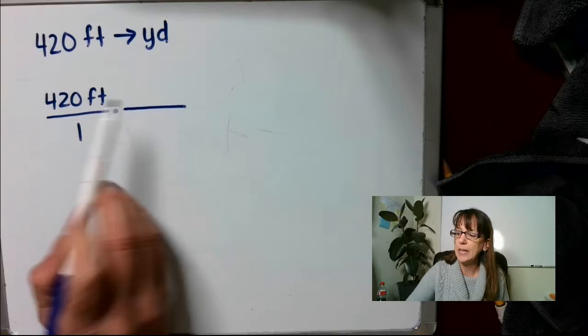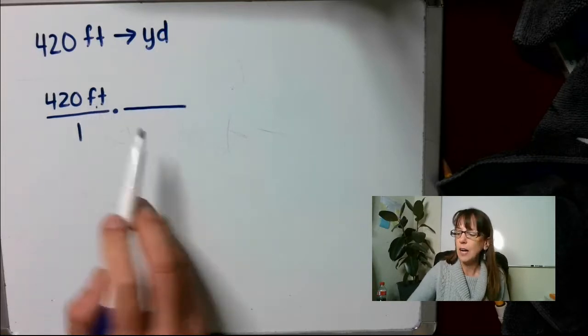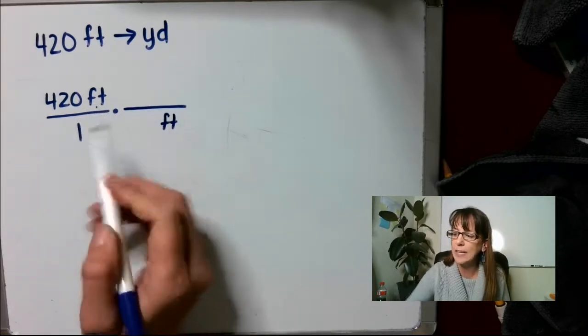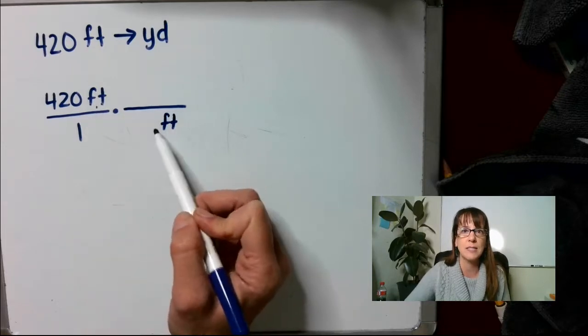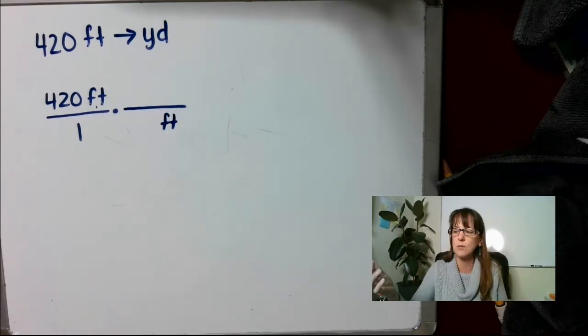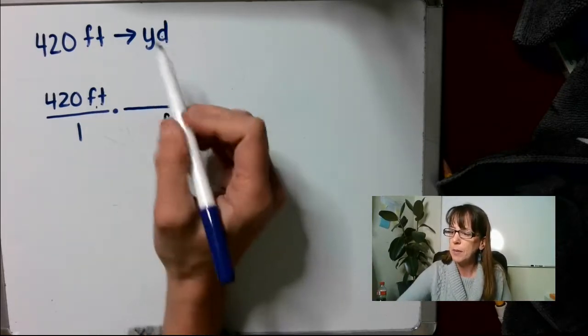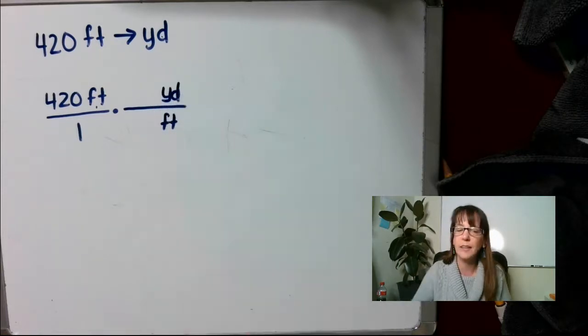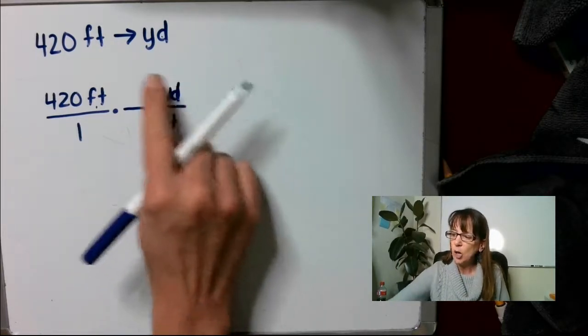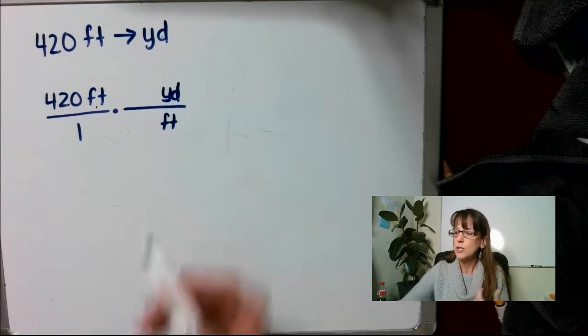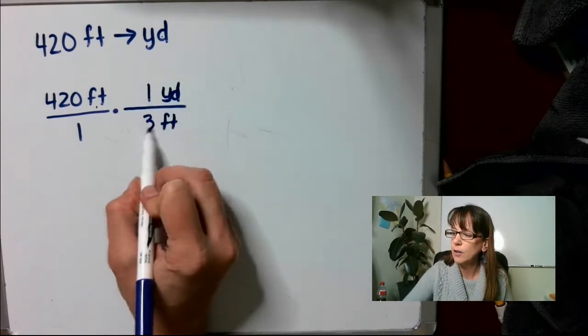What I want to do is, I have feet upstairs here. I need to put it down here because I'm going to want to cancel those out. Cross this out, cross this out. And I'm allowed to do that if I have something upstairs and downstairs. From feet, I'm going up into yards. So this here has to equal 1. So we know that in 1 yard, there are 3 feet.